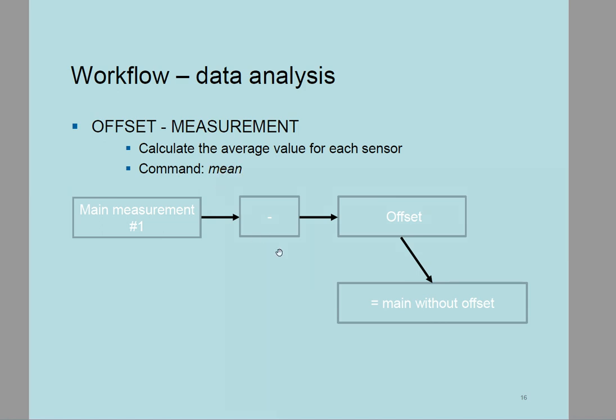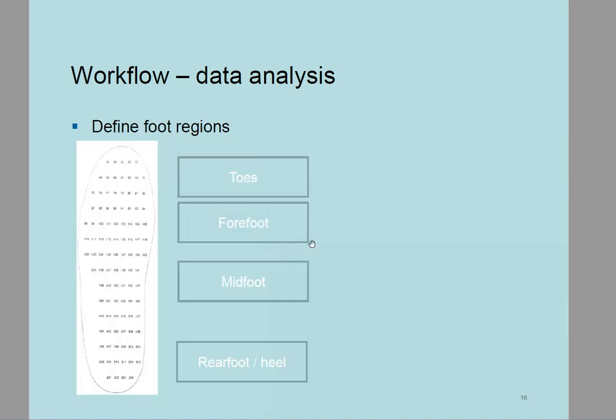It's not the command mean in this case. We only have to apply the subtract, and define the foot region afterwards. So this is according to the investigation which you want to make. In our case, for simplicity, we are taking only 4 regions. We take the toe region, the forefoot region, the midfoot and the rear foot region. But when you have done it with these 4 regions, you also can make it more detailed with more regions.